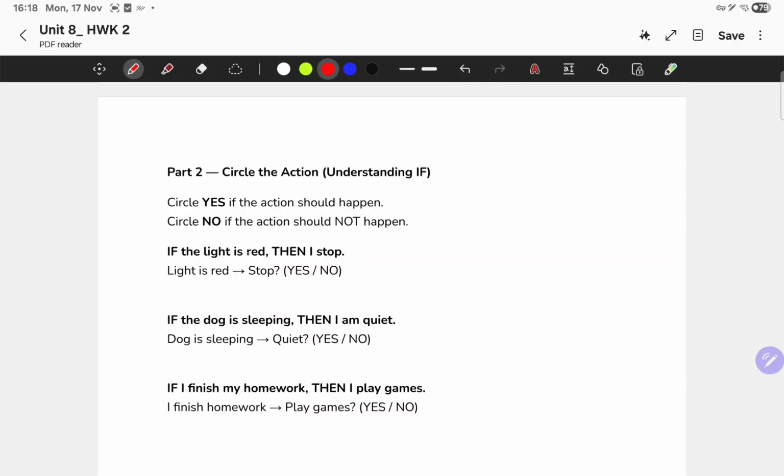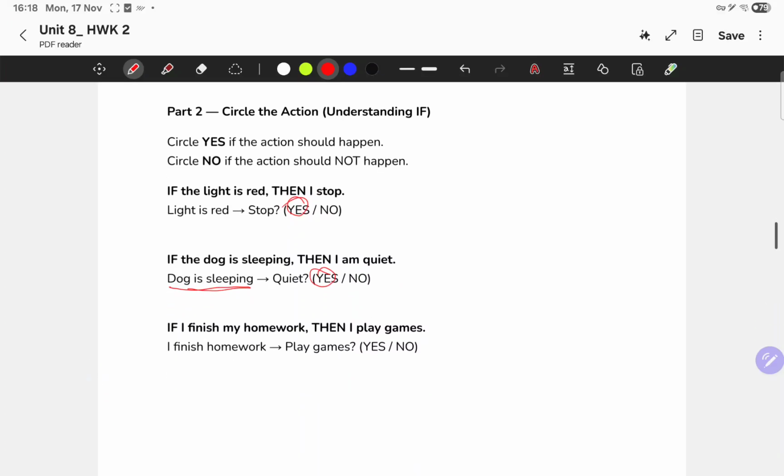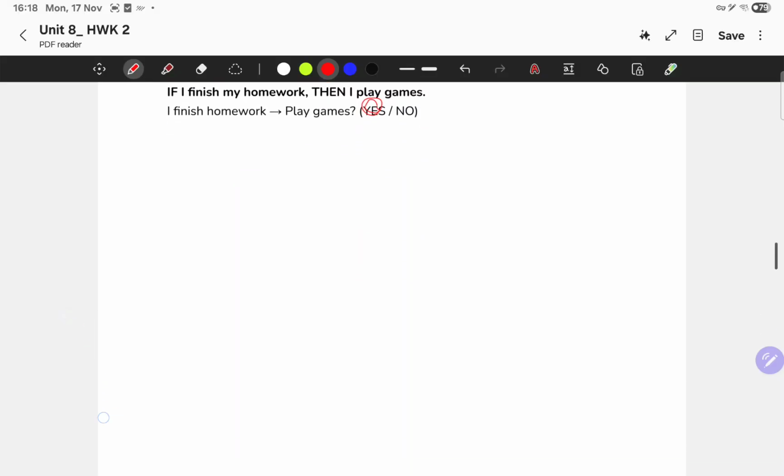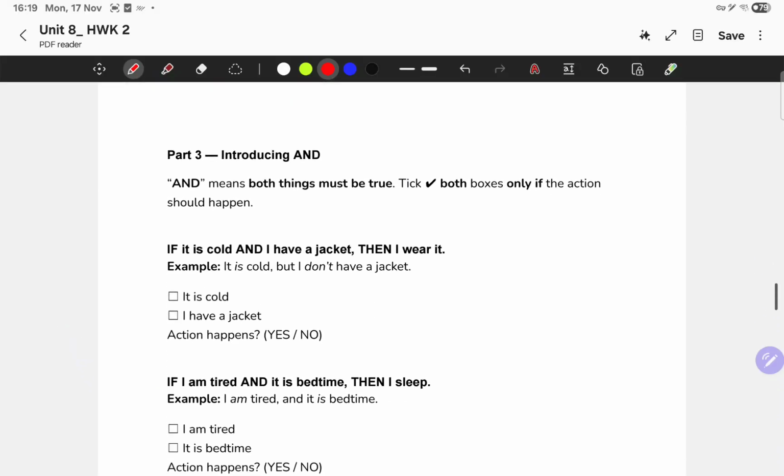So if the light is red, if this is true, then I stop. So the light's red, do I stop? Yes, I do. If the dog is sleeping, then I am quiet. So, is the dog sleeping? Yes, it is. Therefore, am I quiet? Yes, I am. Okay, if I finish my homework, then I play games. So, if I finish homework, do I get to play games? Yes, I do. So this is quite easy. All of these are yes, yes, and yes.